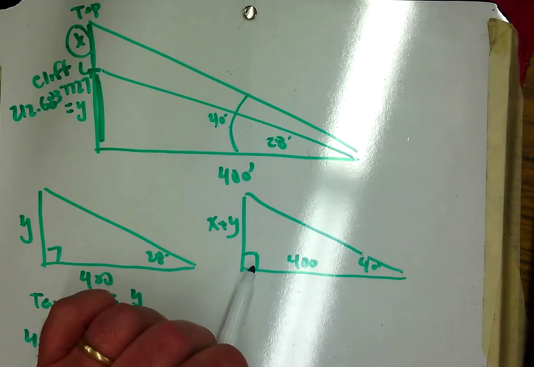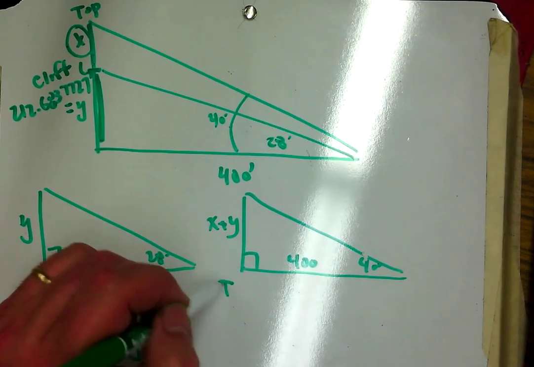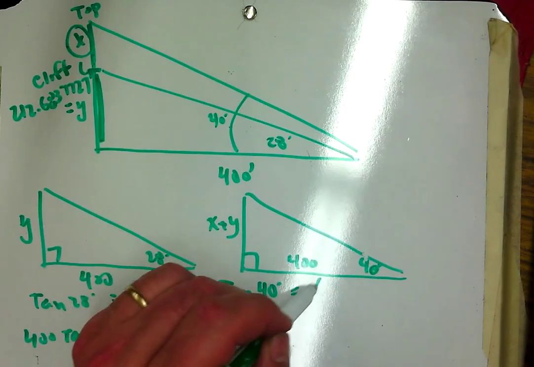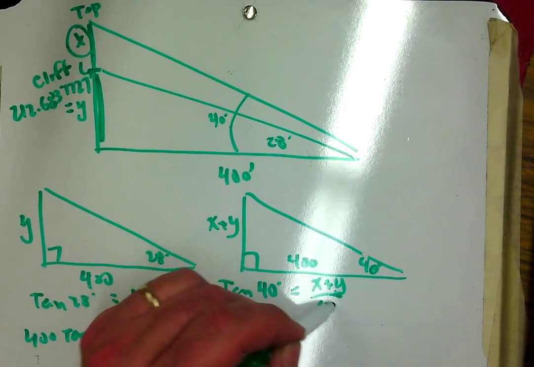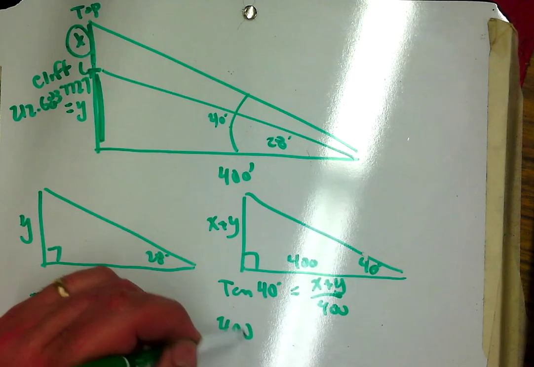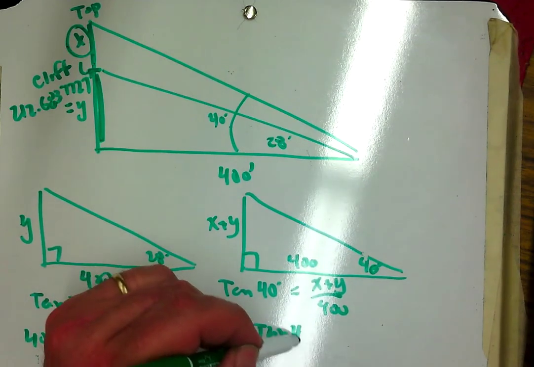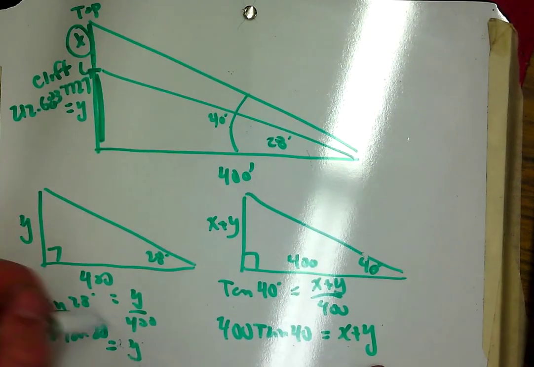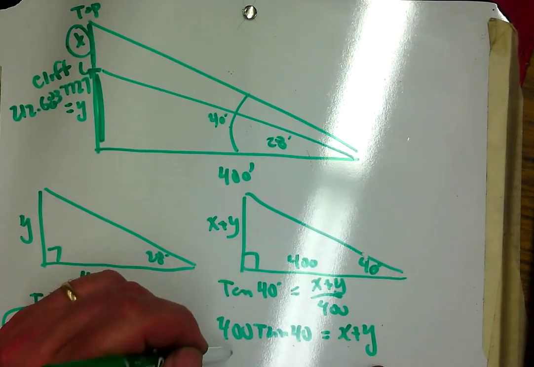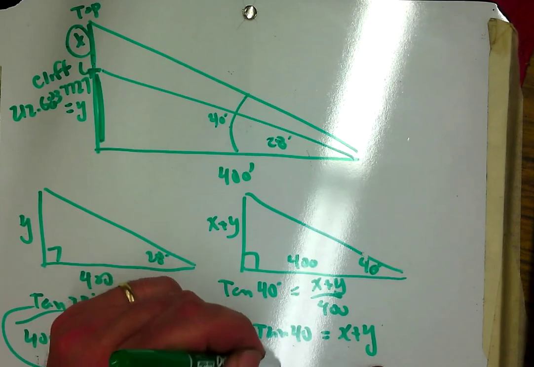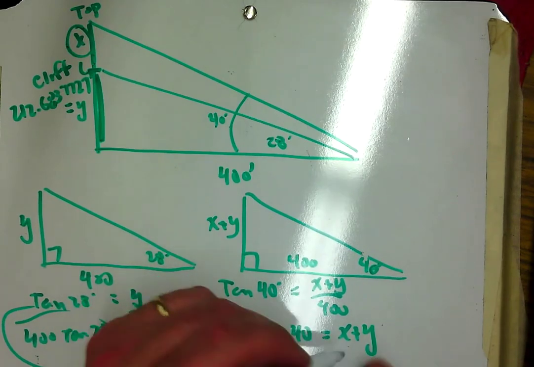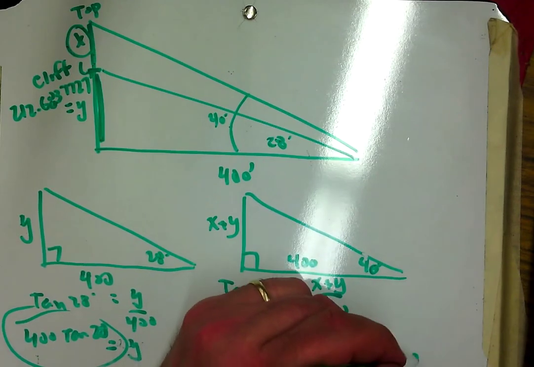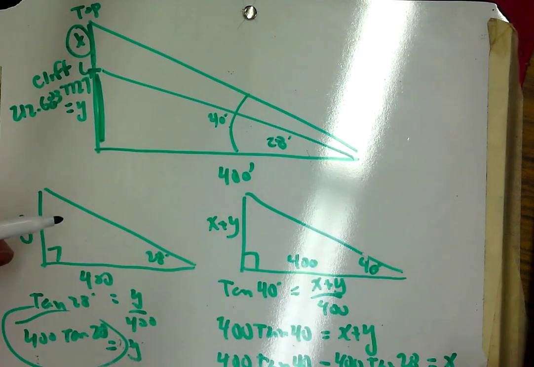Well, I can write another trig equation here. Tangent of 40 equals x plus y over 400. So 400 tan 40 equals x plus y. But look, we just found y. So I know that 400 tan 40 minus y, minus 400 tan 28, will tell me what x is.